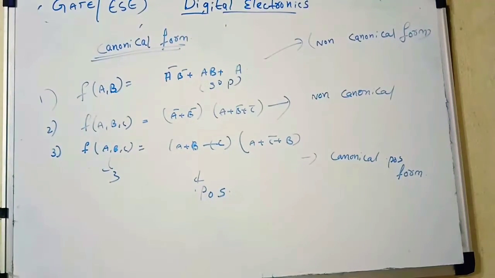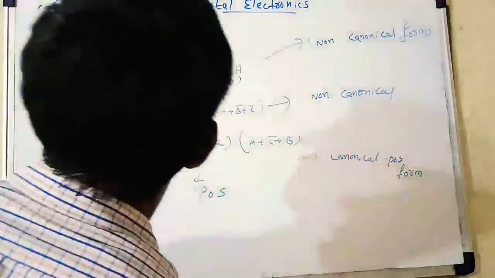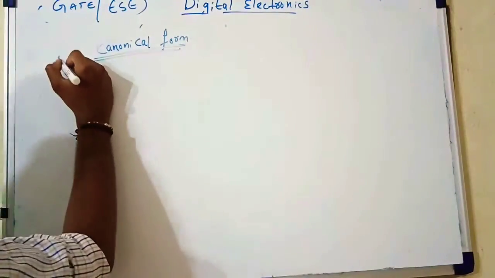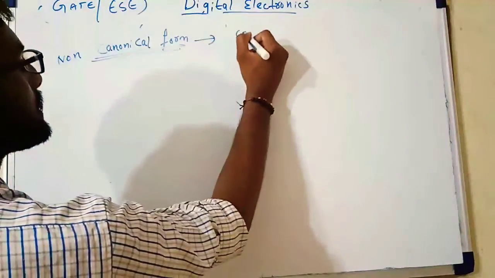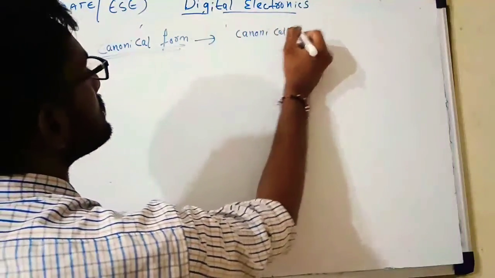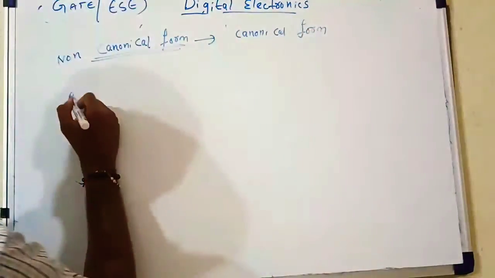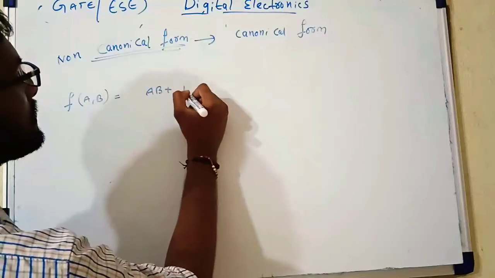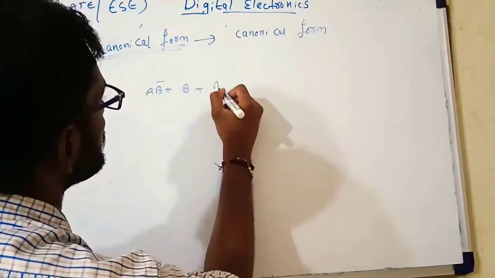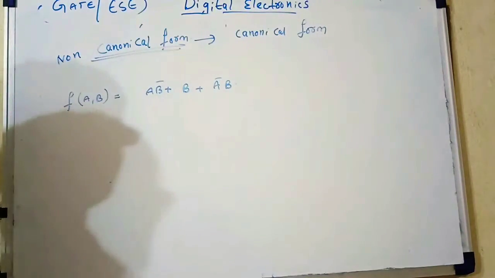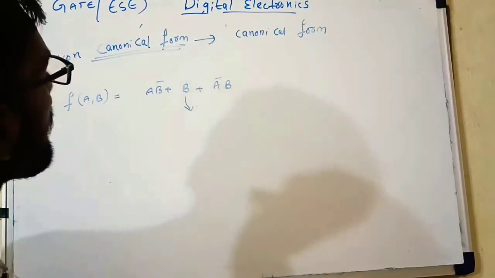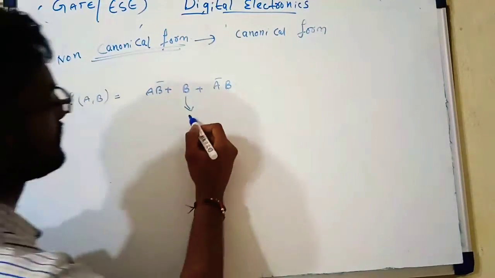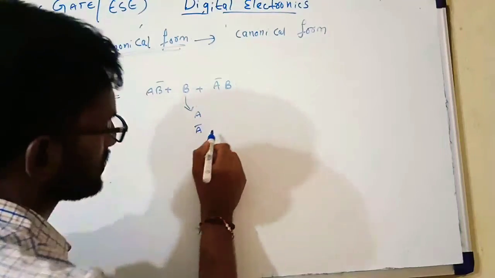Now let us see how to convert a non-canonical form to a canonical form. Let us take an expression F of A, B equals A B plus B plus A bar B. In the middle term, one literal A is missing. These two are min terms, but here one literal is missing, that is either A or A bar. So we have two possibilities.